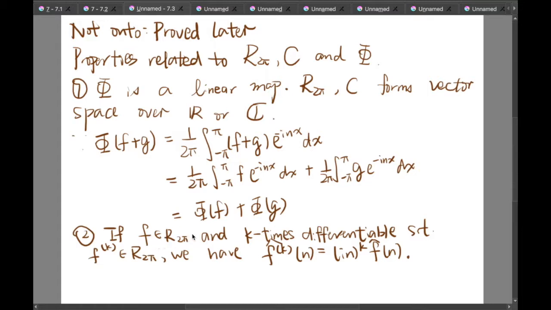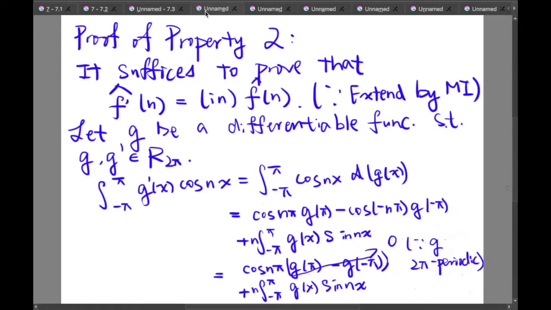If f is inside R2pi and it is k times differentiable such that the kth derivative is inside R2pi, then we have that the hat of the kth derivative of f at n is equal to in to the power k times f hat n. And we are going to prove it.